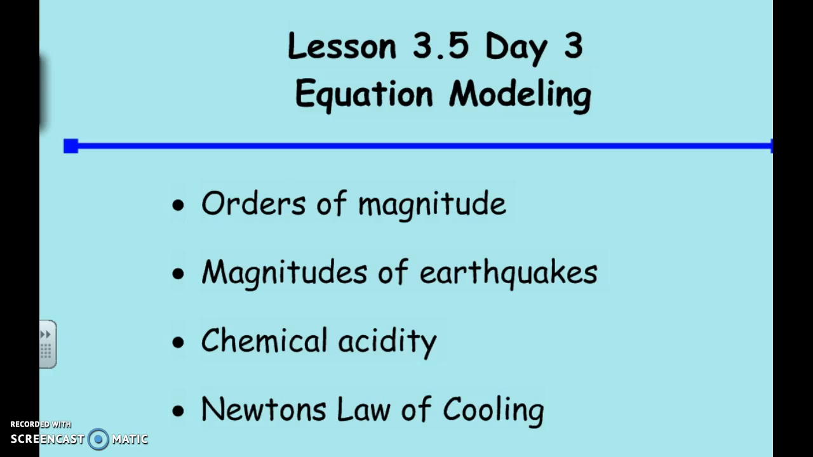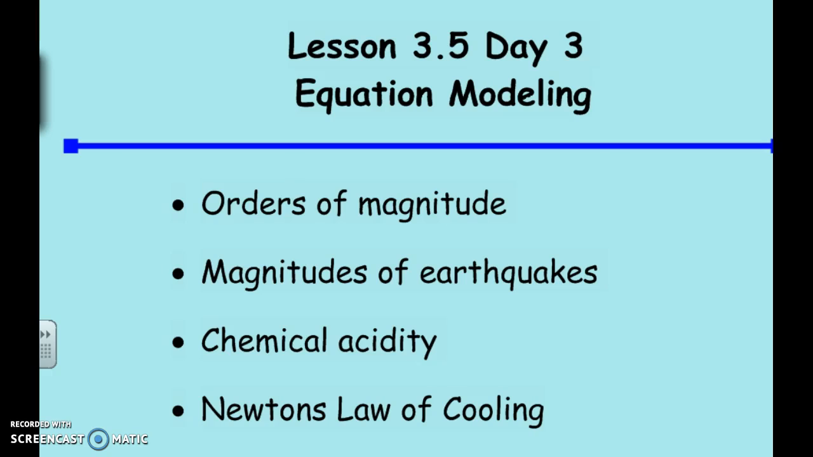Hopefully, Wednesday's lesson went well and you were able to get a whole bunch of work done on those two worksheets you worked on yesterday in class. That would be Thursday. So today, I'm going to do a quick little lesson on equation modeling. I'm also going to go through another example with you, and then you'll have some more time to work when you're done.